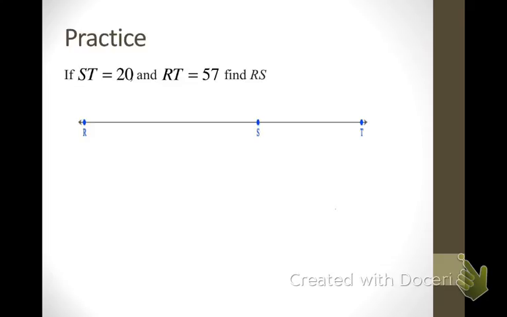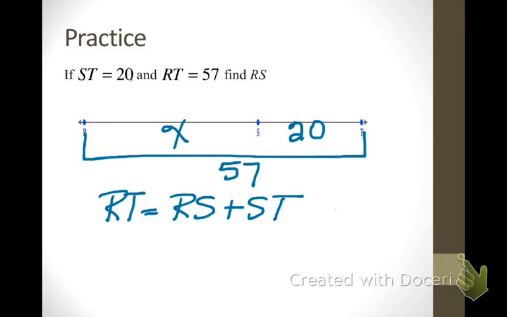I've given you a line segment here, RT, with a point S in between R and T, the two endpoints. Now, let's label what they've given us. They've said that the length of line segment ST is 20. The length of line segment RT, which is the whole thing, is 57, and they want us to find the length of line segment RS. So we've got two parts, RS and ST, and we've got one whole, RT.